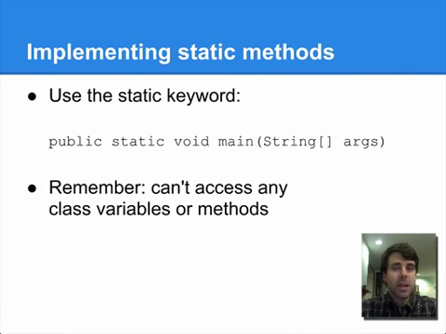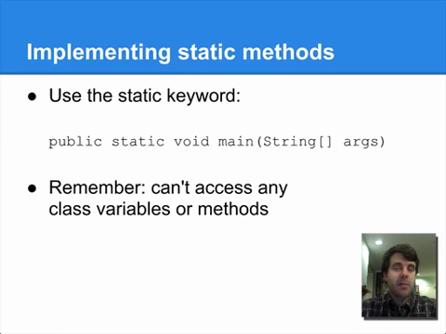And that's an important concept to understand. You can't touch class variables or even other class methods from inside of a static method. It really has to be totally self-contained. You can have parameters and you can have return values, but you can't touch other parts of a class. And if you do, you'll get a compile error, like a lot of you do when you try to do that inside of your main method.